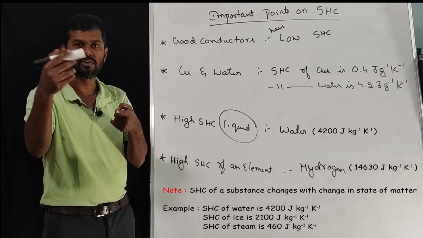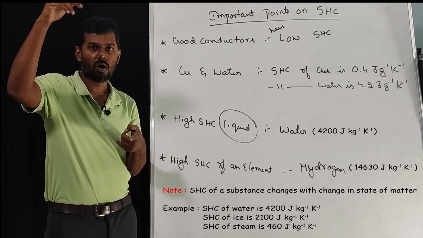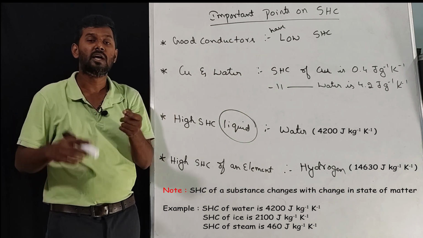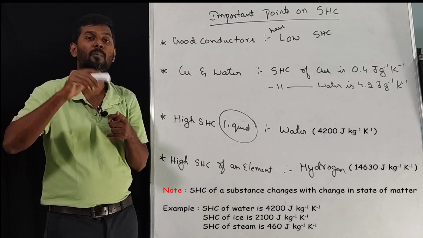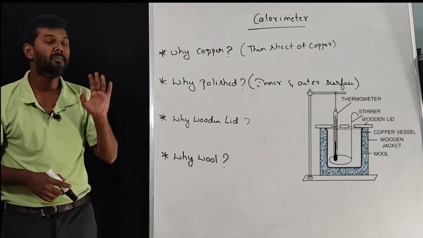If it has low specific heat capacity, that means the temperature rises rapidly. If it has high specific heat capacity, that means the temperature will not rise rapidly, it will rise gradually. That's it. Now we'll talk about calorimeter.